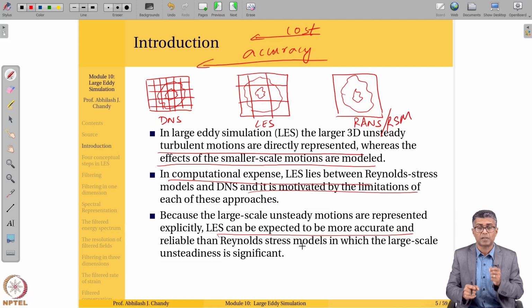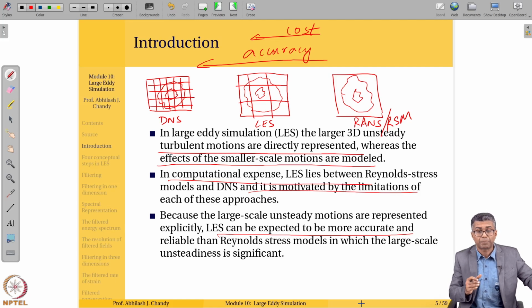So this is the beauty of LES, right? You are solving a transient set of equations. Yes, filtered in space, but still a transient set of equations. So the unsteadiness of turbulence is captured to a certain extent. Why do I say a certain extent? Because only the large scales are captured.